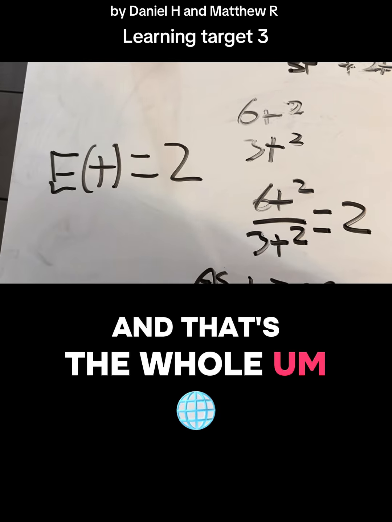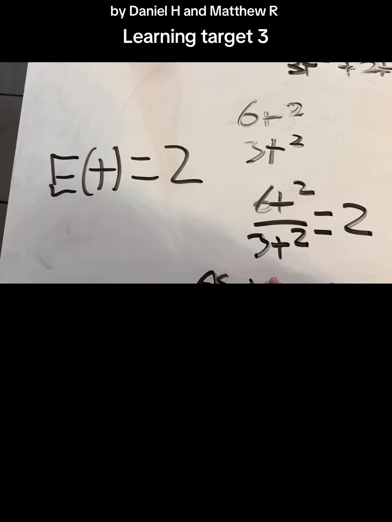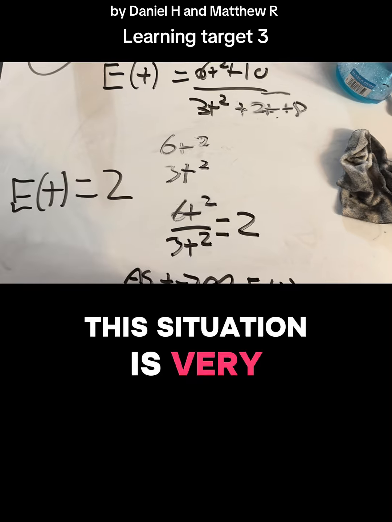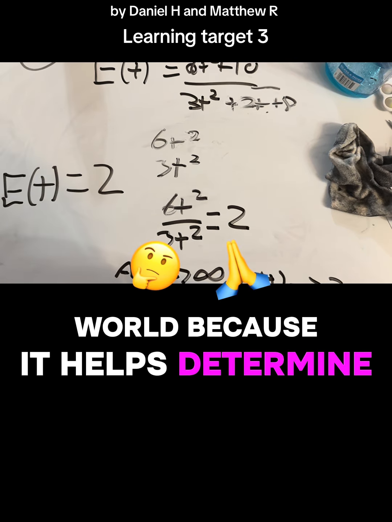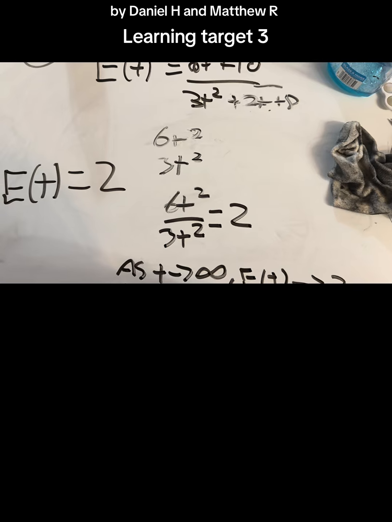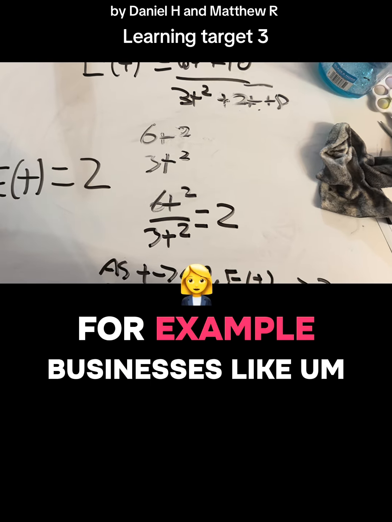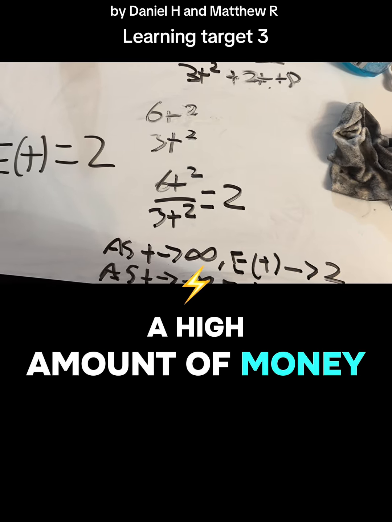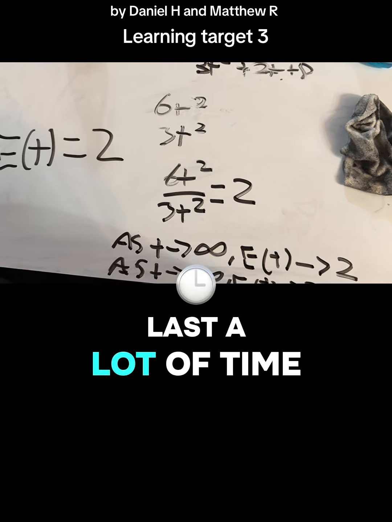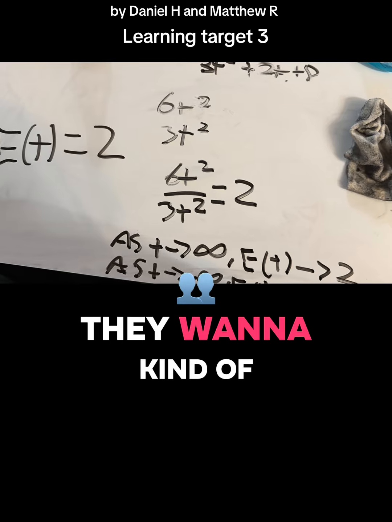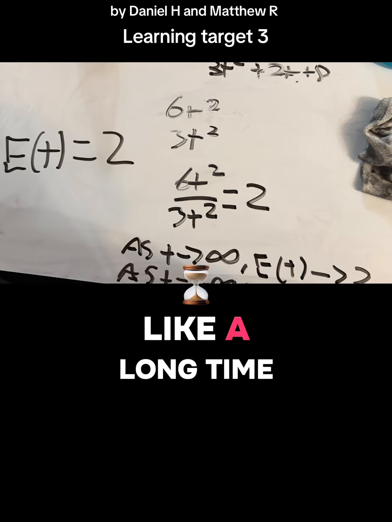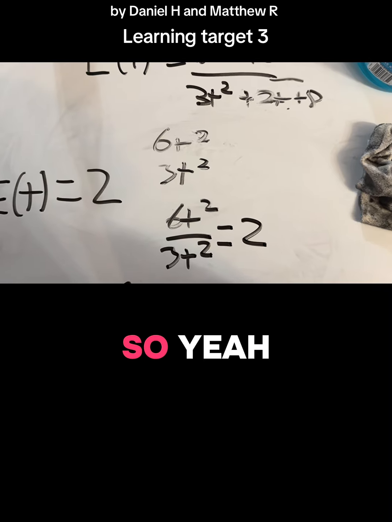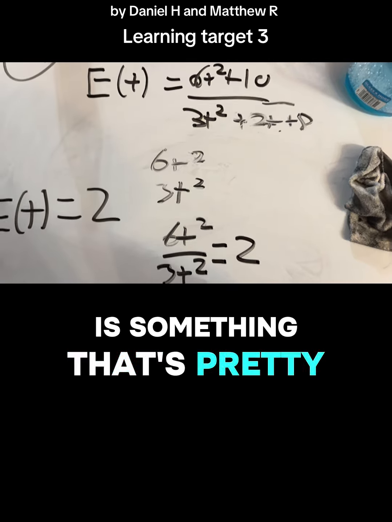And that's the whole question for the real world situation. This situation is very important for the real world because it helps businesses determine, for example, if a machine costs a high amount of money but doesn't last a lot of time, they want to track the efficiency of how it does over a long time in order to track profits and see how much revenue they get. So yeah, this is something that's pretty useful.